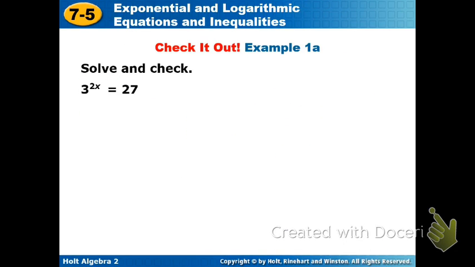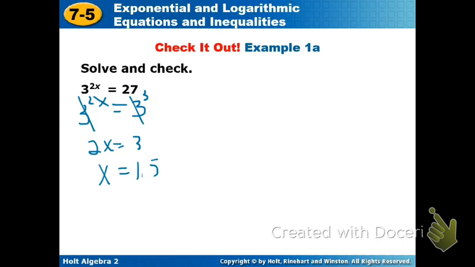Okay, I want you to work this one. If we use strategy 1 and we do a rewrite, for the same base, we would have 3 to the 2x. 27 we just did earlier, which was 3 to the 3rd power. Therefore, our bases cancel. We get 2x equals 3, so x is 1.5.